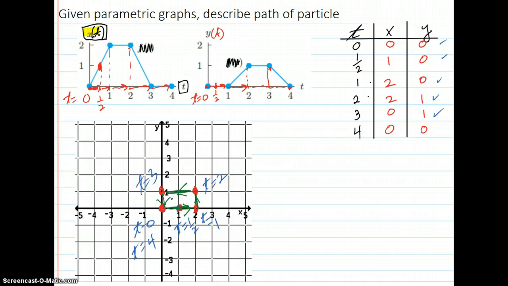The path direction is important. So you do get a rectangle as t clicks off from 0 to 4.